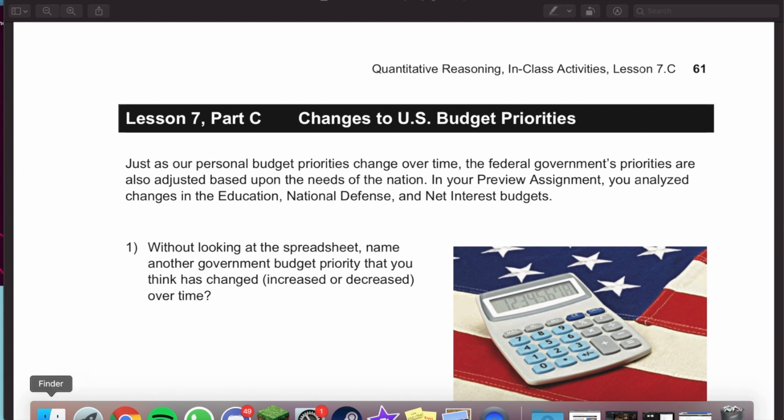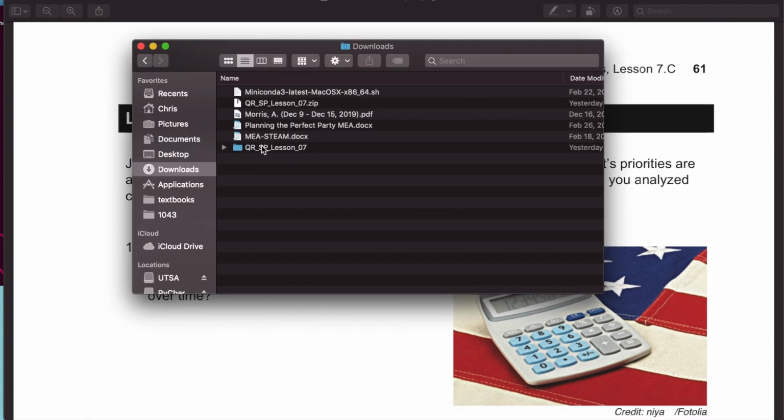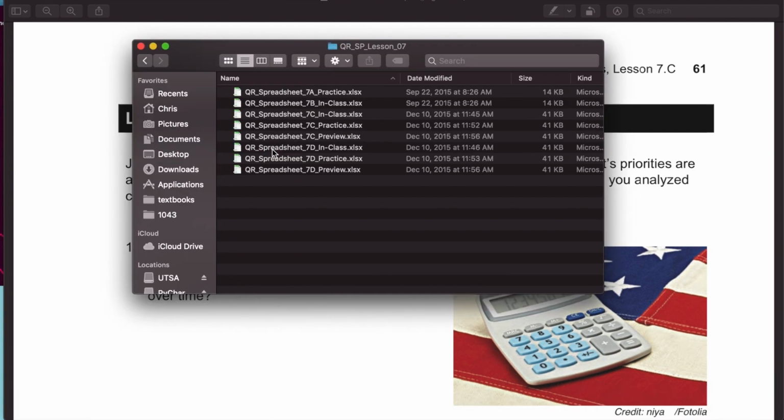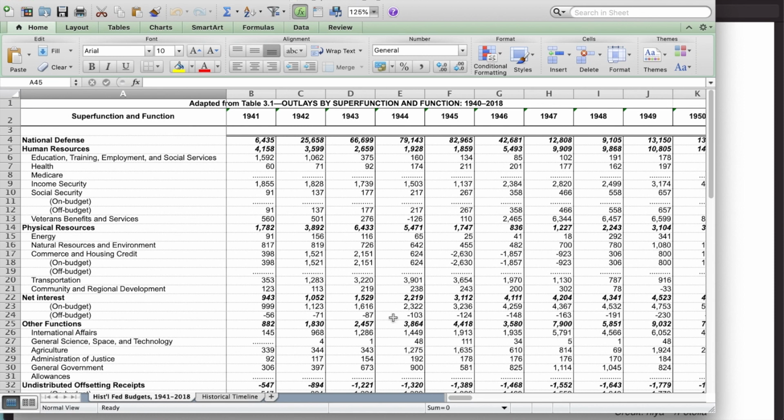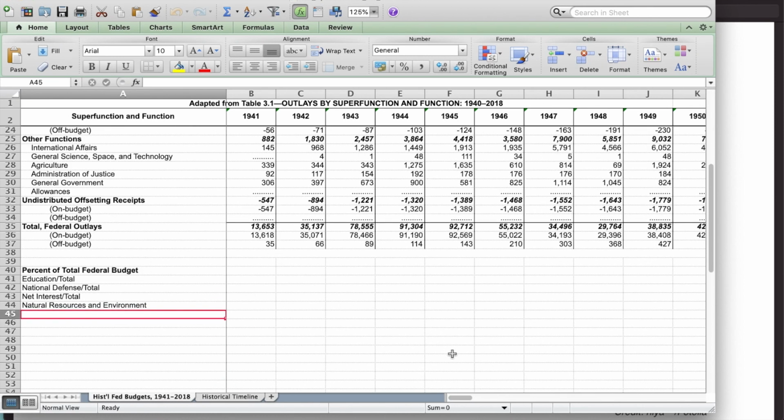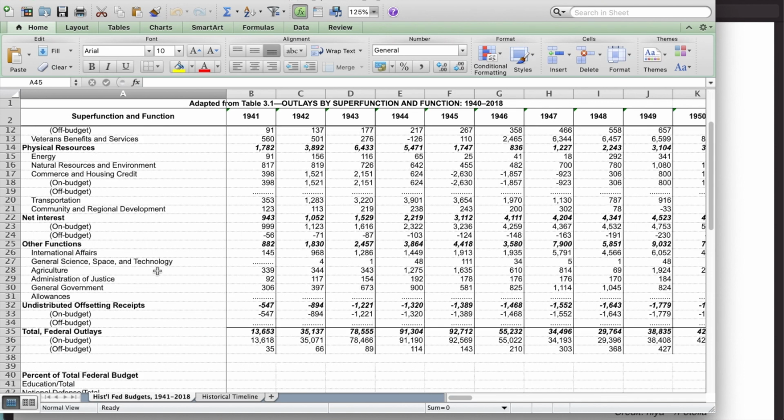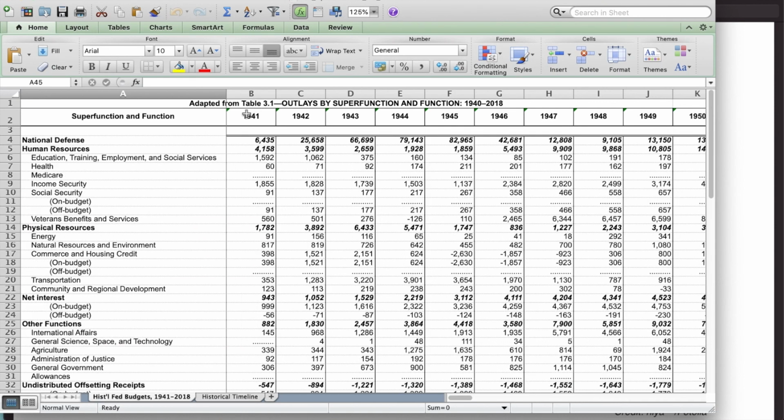Okay, so once we've downloaded that, I'm going to go ahead and just go to my downloads and open up that spreadsheet in Excel. We're going to be using 7D in class. Here's all the information that we're going to be using for today's lesson. You notice we can scroll. We've got all these categories here. We've got all these numbers for these different years.